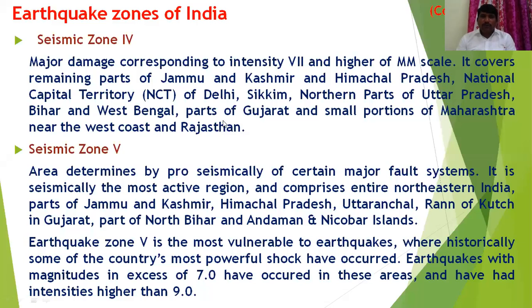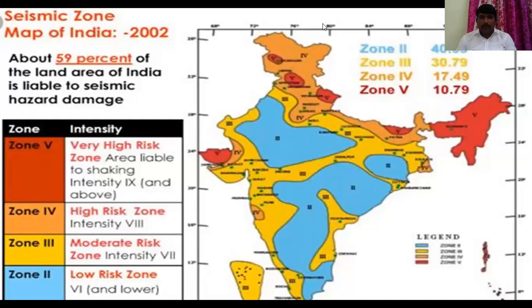In seismic zone 4, major damage corresponding to intensity 7 and higher of the MM scale. It covers remaining parts of Jammu and Kashmir and Himachal Pradesh, National Capital Territory of Delhi, Sikkim, northern parts of Uttar Pradesh, Bihar, and West Bengal, parts of Gujarat and small portions of Maharashtra near the west coast, and even Rajasthan state also.